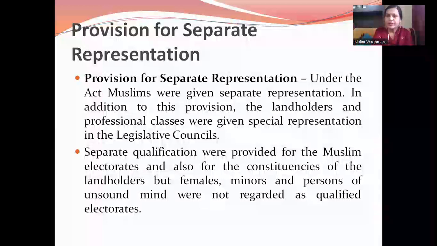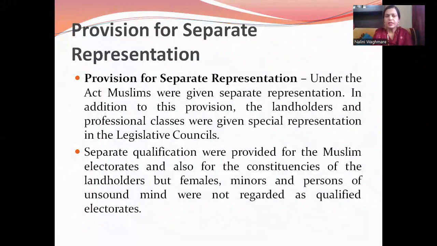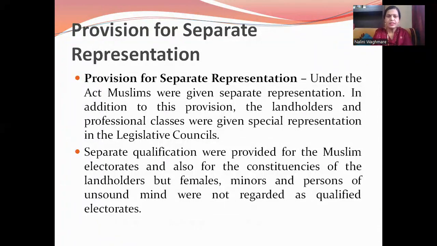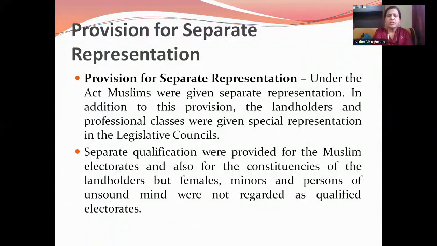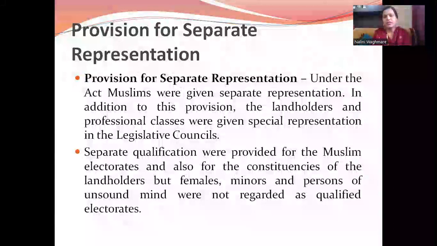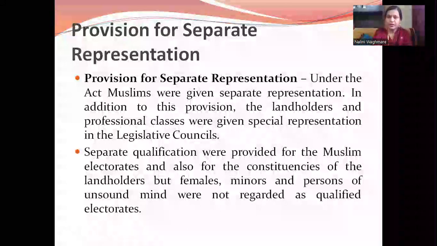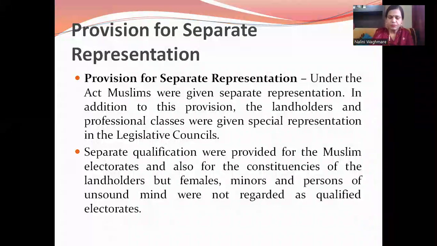Then another feature of this act is the provision for separate representation. Under the act, Muslims were given separate representation. In addition to this provision, landlords and professional classes were given special representation in the legislative councils. Separate qualifications were provided for the Muslim electorates and also for the constituencies of the landholders, but females, minors, and persons of unsound mind were not regarded as qualified electors. They gave the Muslim community electorate powers, but neglected minors and women.